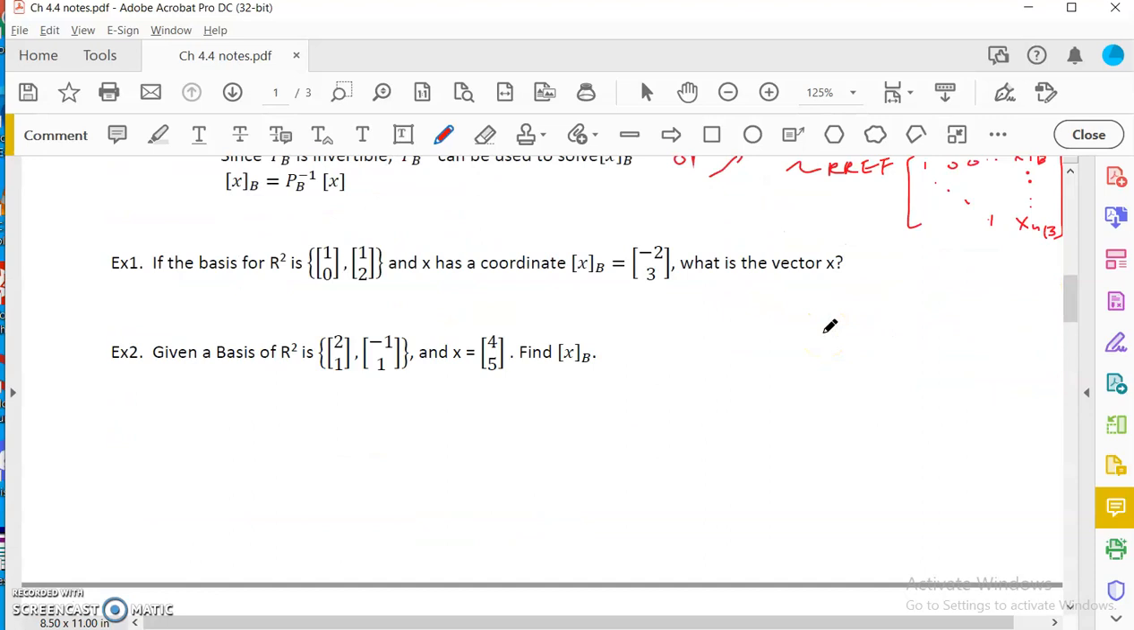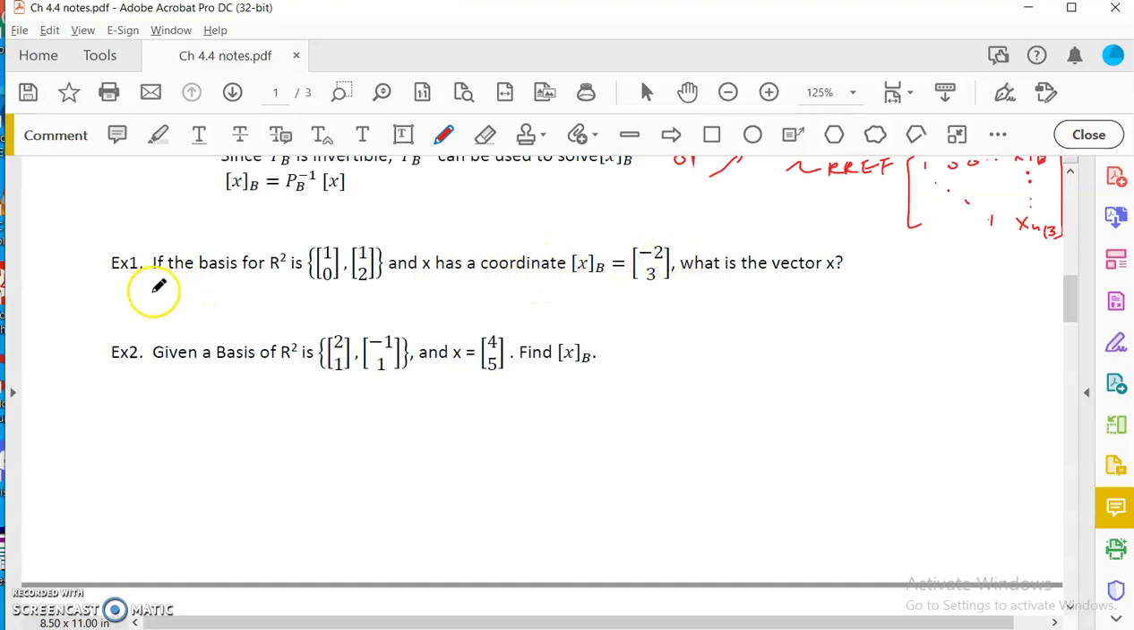So let's do some examples. First, there is a basis, and they tell you that it is a basis. It's 1, 0, 1, 2. It should be a basis because they're independent and it's 2 by 2, so it should span R2. And it has a coordinate XB equal to -2, 3. What is the vector x?